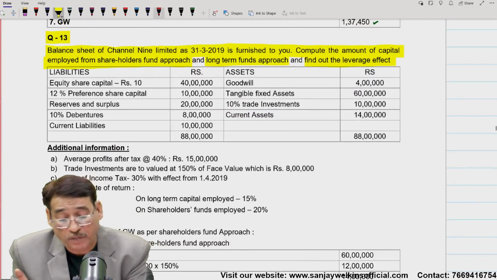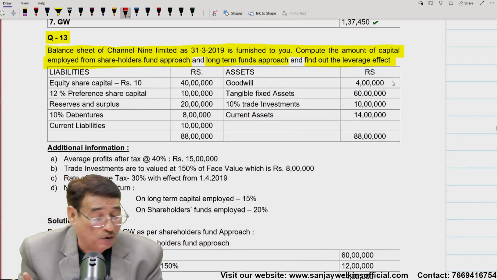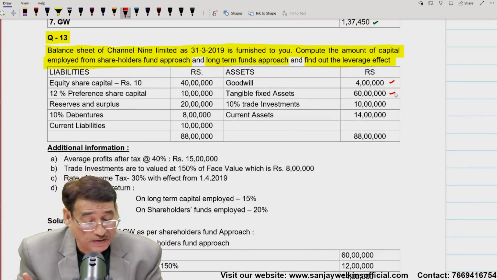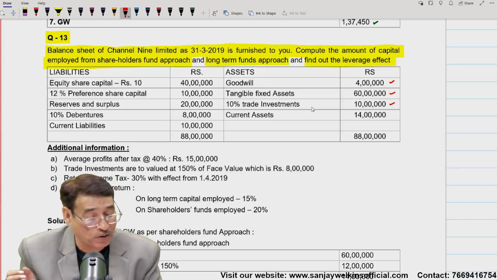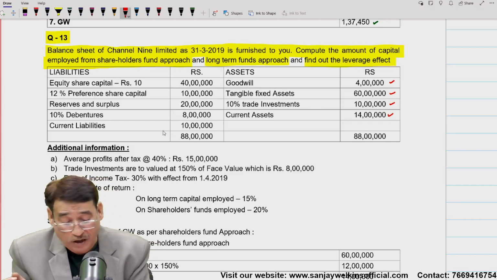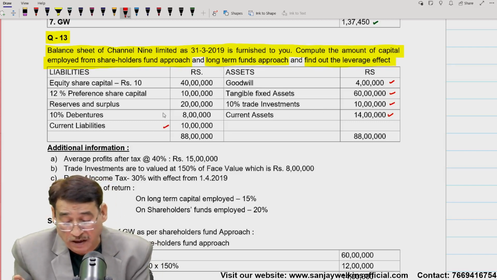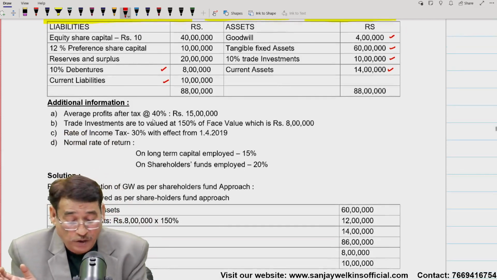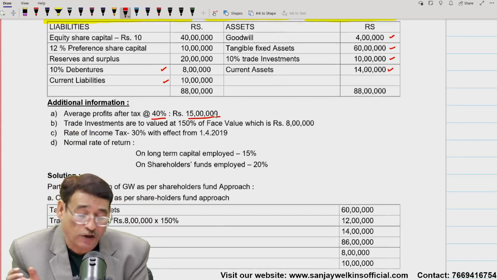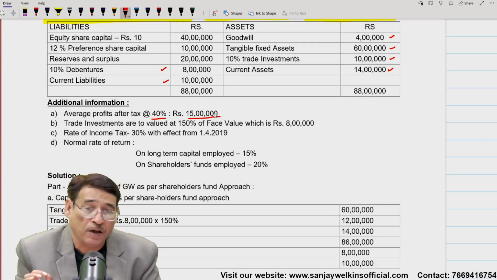We have in this particular question, as you can see, goodwill, tangible fixed asset, 10% trade investment. These investments are trade investments. It is clearly given in the question. Current asset. As far as your liabilities are concerned, current liability and 10% debentures, two liabilities are also given to you. Further, it is given your average profit after tax at the rate of 40% is 15 lakhs.